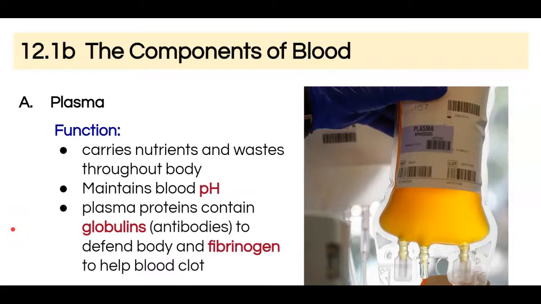We also have those plasma proteins that I mentioned. They're different ones and they have different functions, but I'm just going to mention a couple of them. One of them is globulins. Globulins are a type of antibody which helps us to fight infection. And fibrinogen. Fibrinogen is going to come into play when we talk about platelets, fibrin specifically, but the fibrinogen is located in our plasma as one of the plasma proteins.